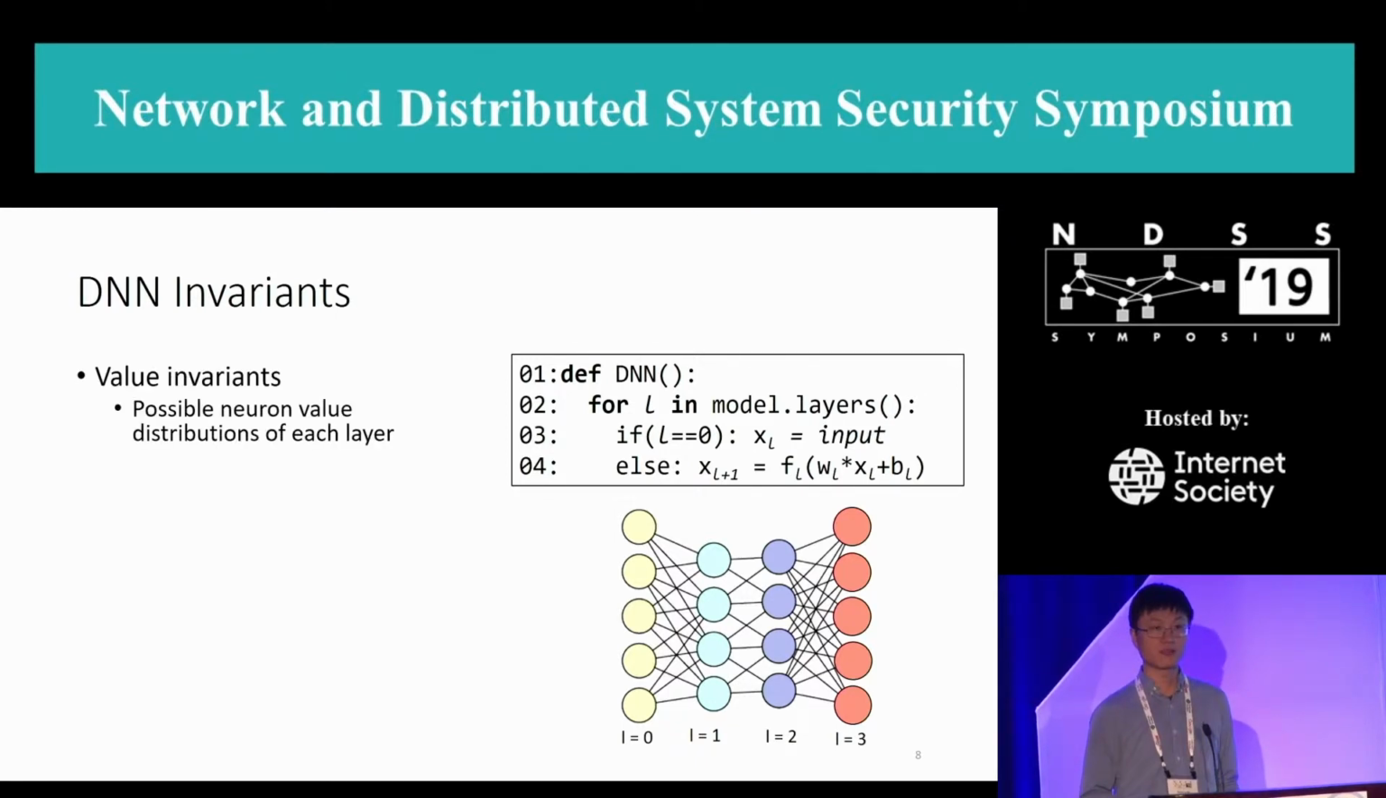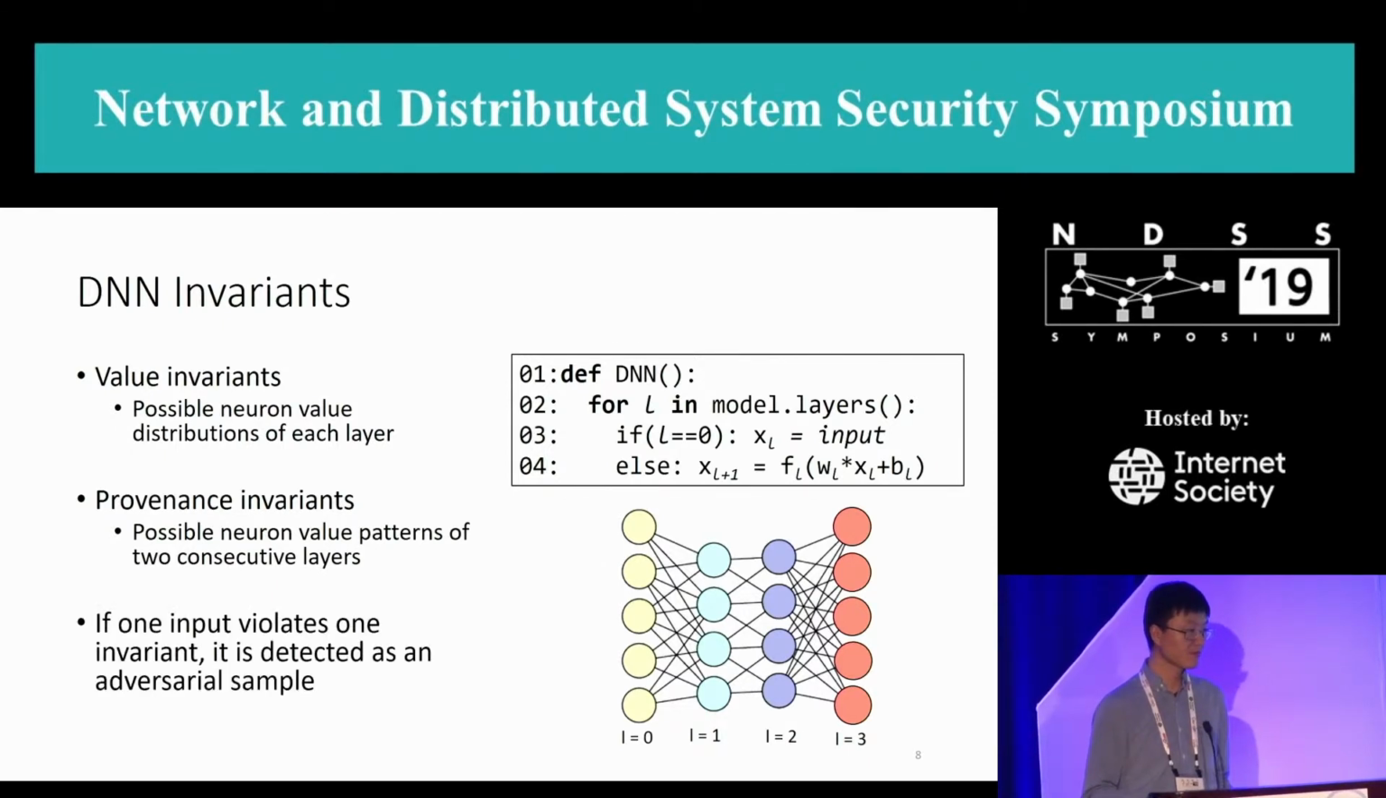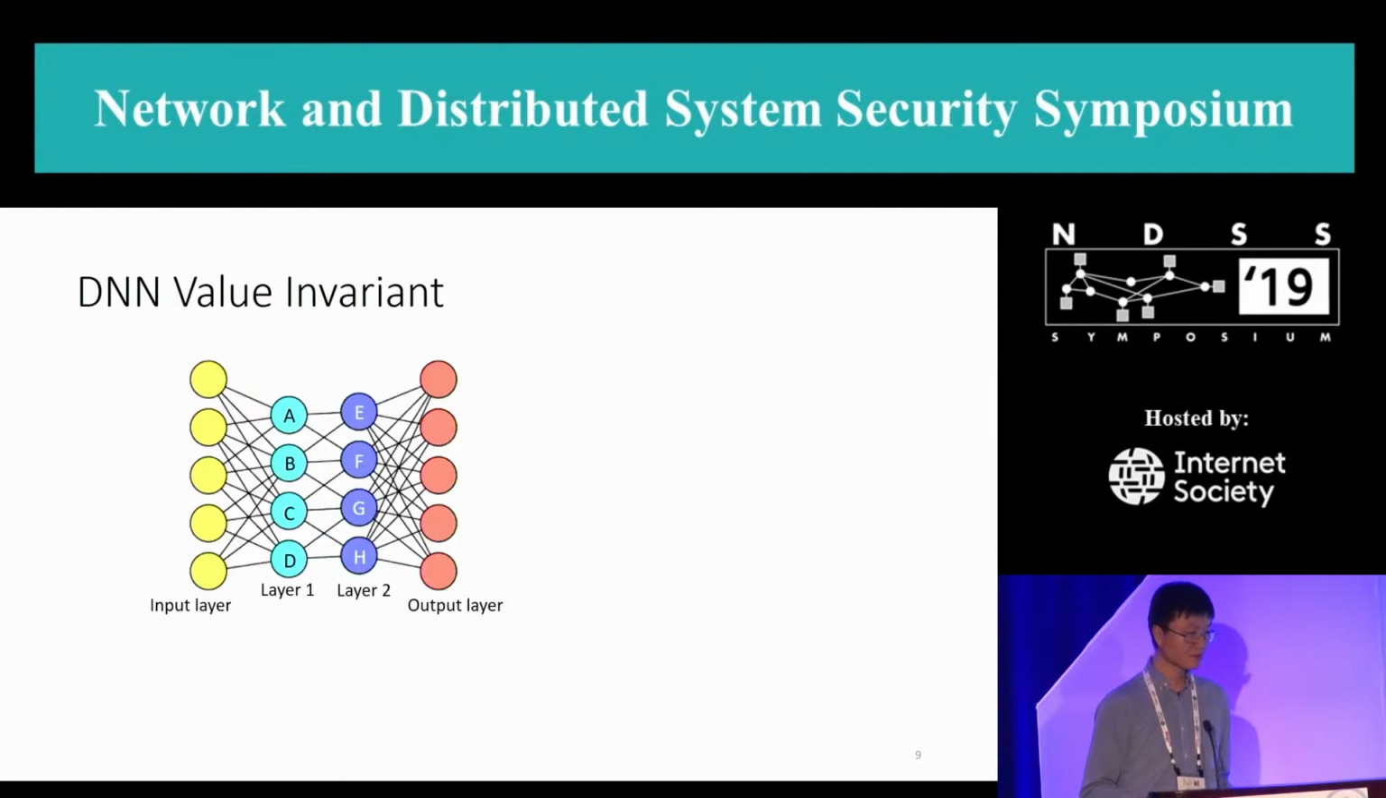The first one is the value invariance. It tries to model all the possible neural value distributions of each hidden layer. And the other one is the provenance invariance, to model the possible neural value patterns of two consecutive layers. If one input violates one invariant, it will be detected as an adversarial sample.